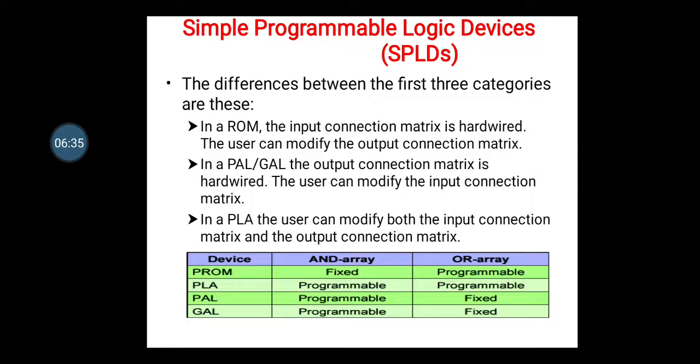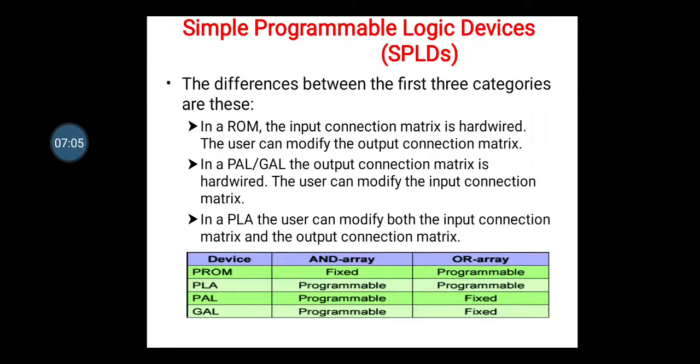Now, the difference between the first 3 categories, that is ROM, PAL, GAL and PLA. In ROM there is an array of AND gate and OR gate as shown. Also in PAL, GAL there is an array of AND gate and OR gate, and in PLA also there is an array of AND gate, OR gate, and buffers also. So in all 3 they have all this internal structure which we have seen in the last slide.